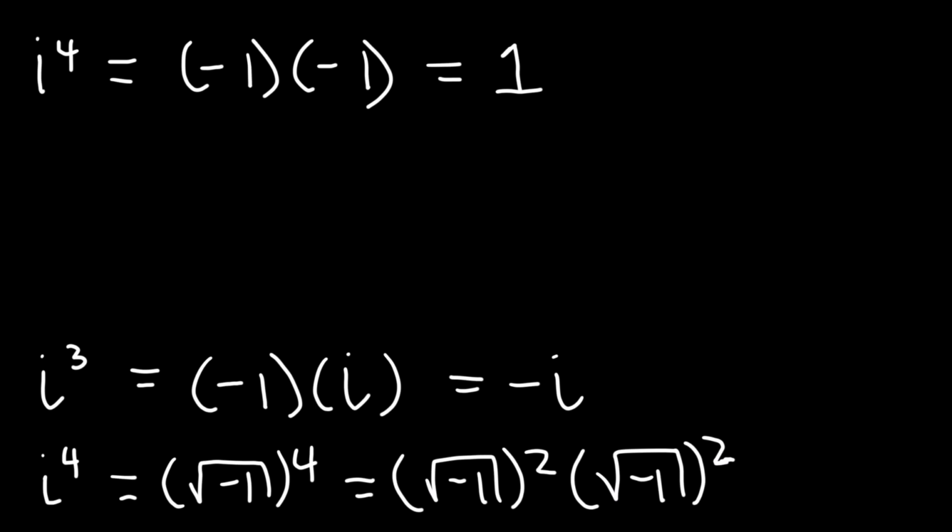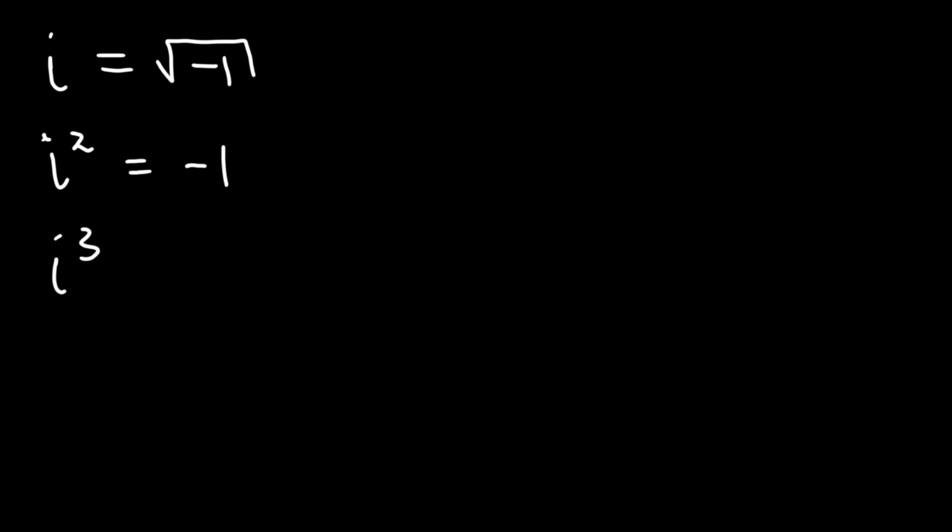So now let's summarize everything. We said that i equals the square root of negative 1, and then i to the power of 2 is equal to negative 1. And we also found that i raised to the power of 3 is equal to negative i, and then i raised to the power of 4 is equal to positive 1. So you take note of these. We are going to use them in the examples. Let's look at our first example.